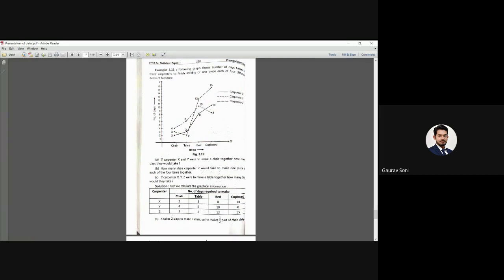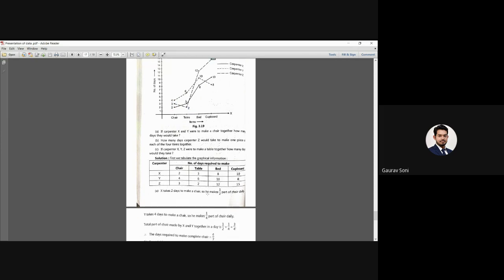So carpenter Z made a chair in 3, then 2, then 12, and 15. So we have made a table.